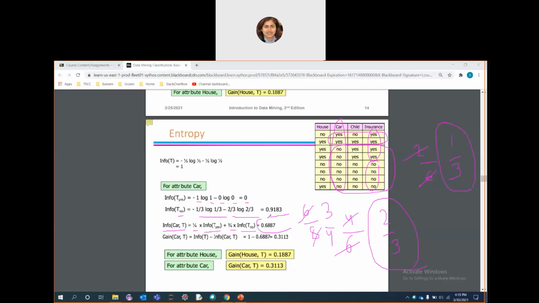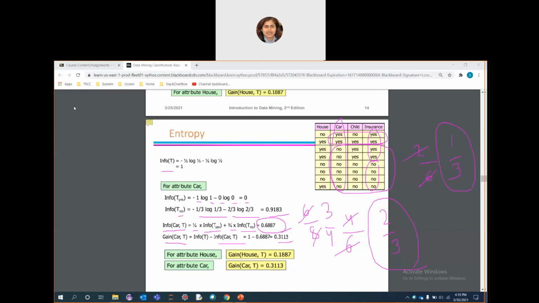Then we got the overall info or entropy of our attribute car. And then the gain of car T will be info T minus info car T. So here, this is what we have as the gain. If you see here, the gain of the car T is higher than the house.